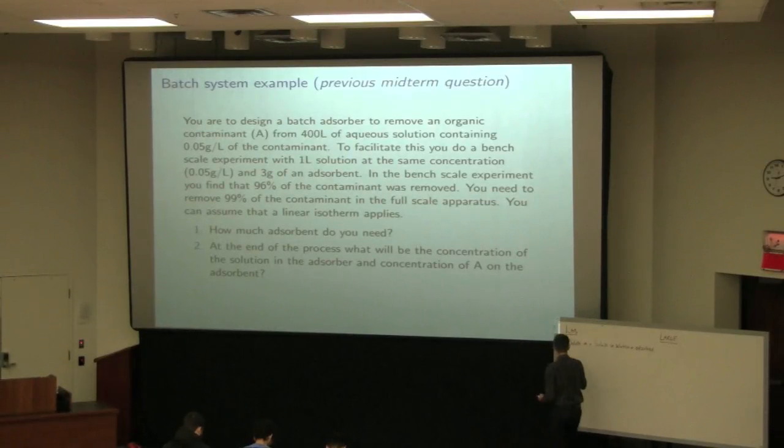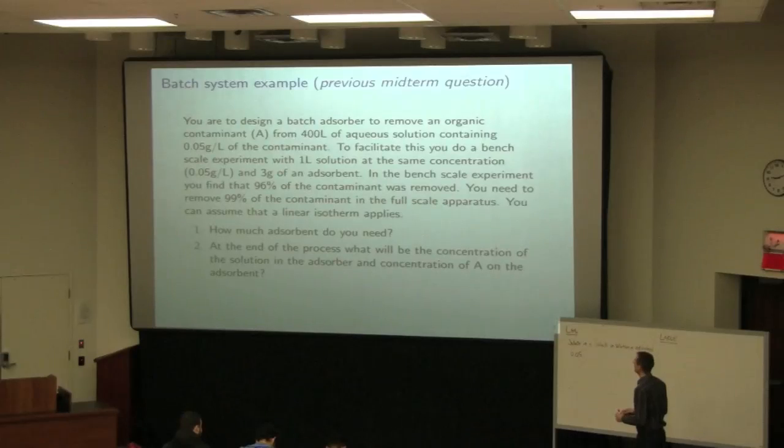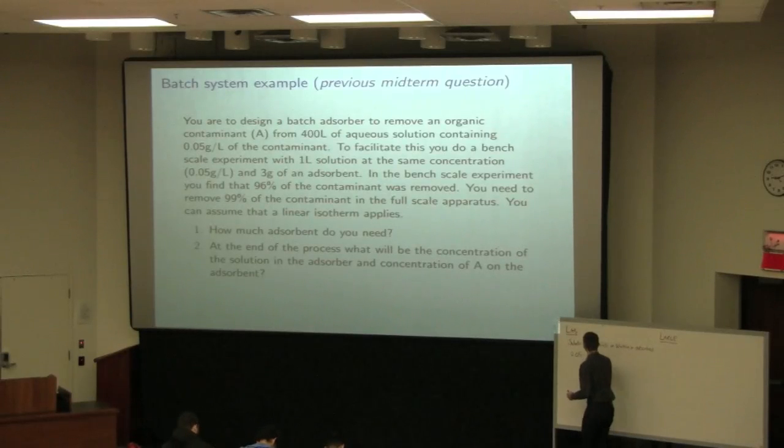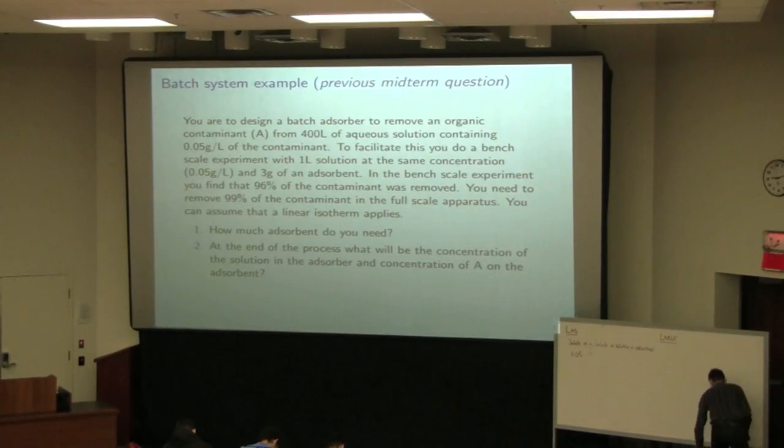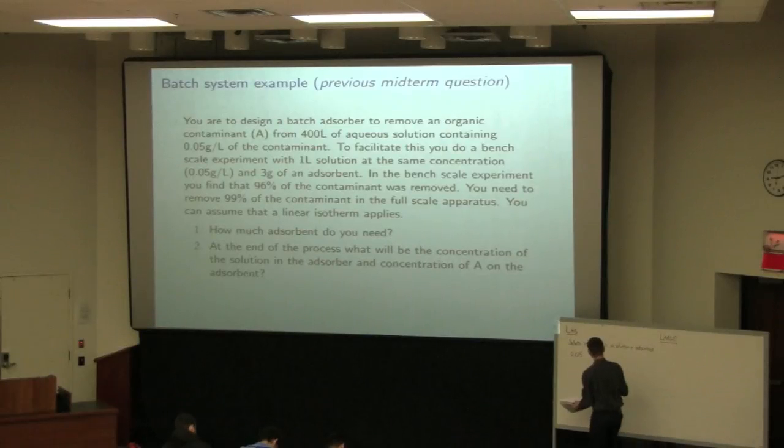So my amount of solute in is 0.05 grams. On my lab scale, I've got 0.05 grams of contaminant that I'm dealing with, and 3 grams of adsorbent to take that up. That adsorbent will take up some fraction, and then the remaining fraction will be left in solution. And we're told here that 96% is used up, and then the remaining 4% is going to be left in solution.